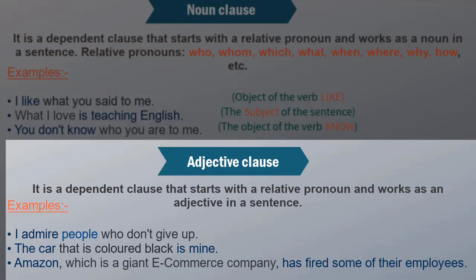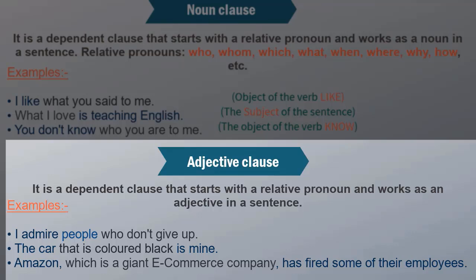What is an adjective clause? Guys, again, an adjective clause is a type of a dependent clause that works, guess what, as an adjective. Simple. It again starts with a relative pronoun, but this clause, as the name goes, works as an adjective. It modifies a noun or a pronoun.